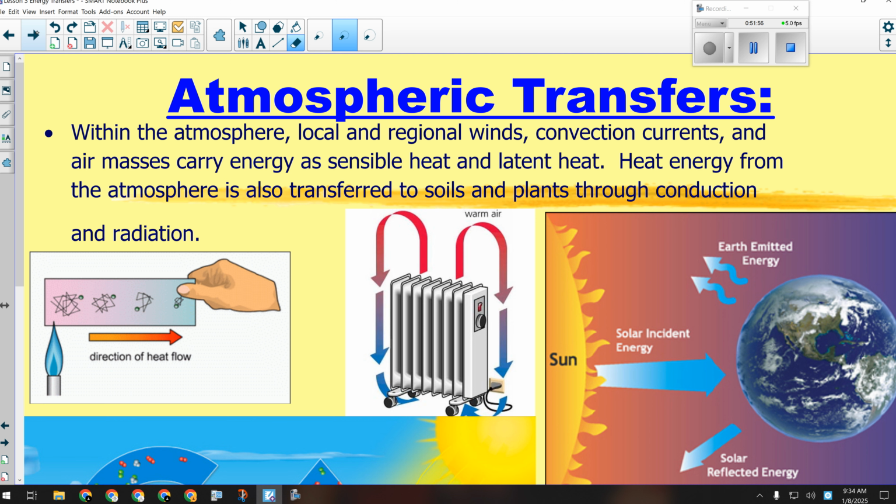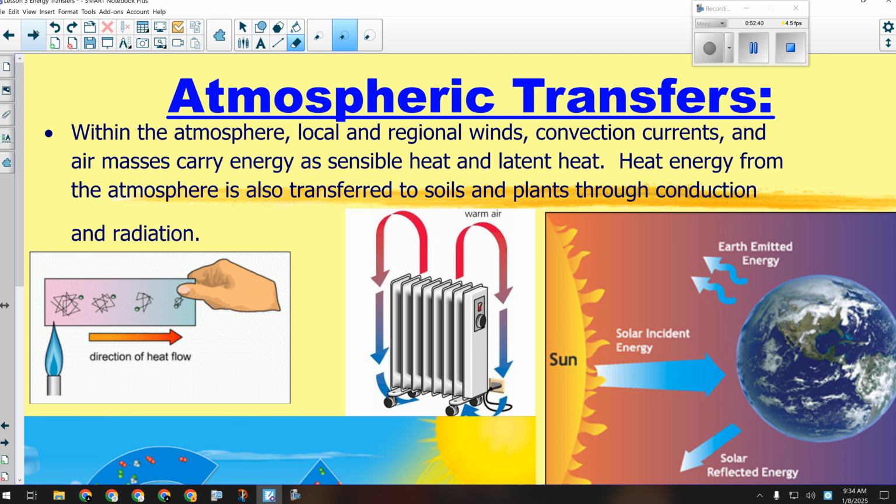Okay, so within the atmosphere, the main method by which energy is transferred is convection. And it's why the atmosphere is the most important part of the Earth in terms of moving energy around. Convection is the movement of air, or any fluid for that matter, because of differences in temperature. Hot air rises, cool air descends, and it makes a cycle. That cycle is convection.